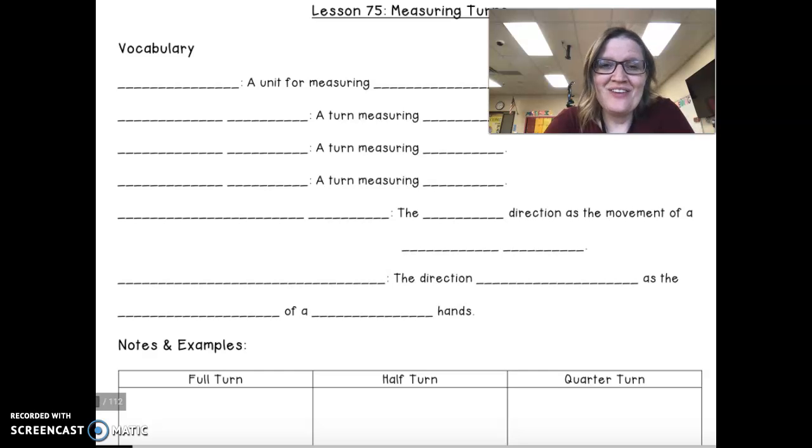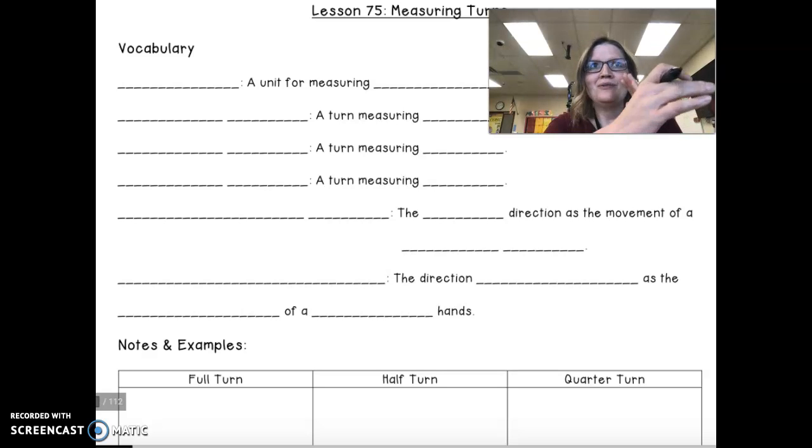Welcome to Lesson 75, Measuring Turns. I love this lesson because it's something that we use so much in referencing where we are, and also it's the beginning of learning about angles and how we measure them.